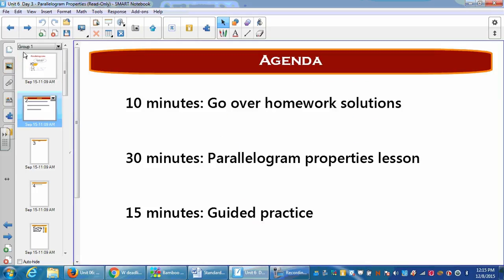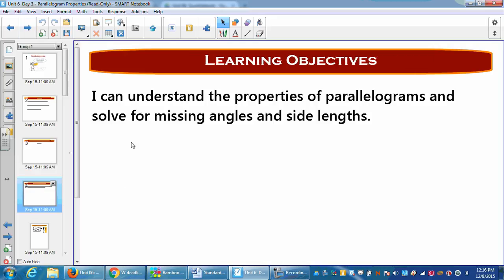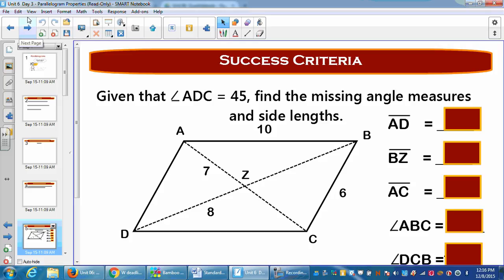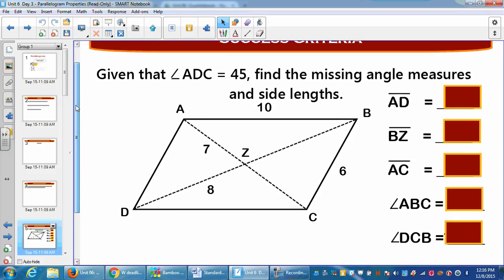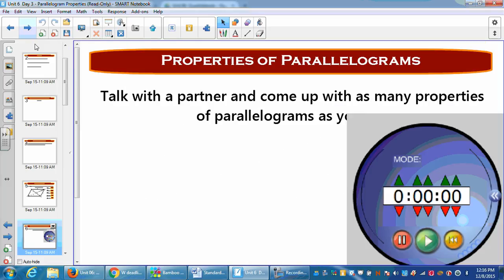Now today, if we were in class, this is what we would do, but I think I'll be a little bit quicker. All right, the goal of today is you should leave here saying, I can understand the properties of parallelograms and solve for missing angles and side lengths. So that's what we're working towards. By the end of the lesson, we'll get a diagram that looks like this, and you'll be able to fill in all of the missing information, and you'll say, hey, that was pretty easy, hopefully.